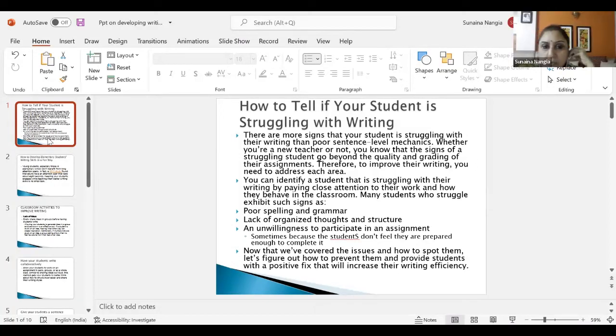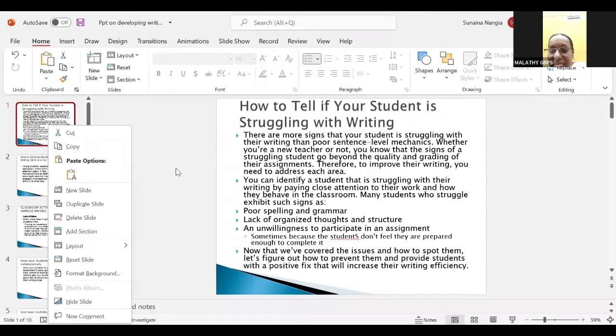So, ma'am, who was asking me about the slow learners? Teacher Malathi. Yes, ma'am. So, Malathi, this is an answer to your question, right? Yes, ma'am. I got it.